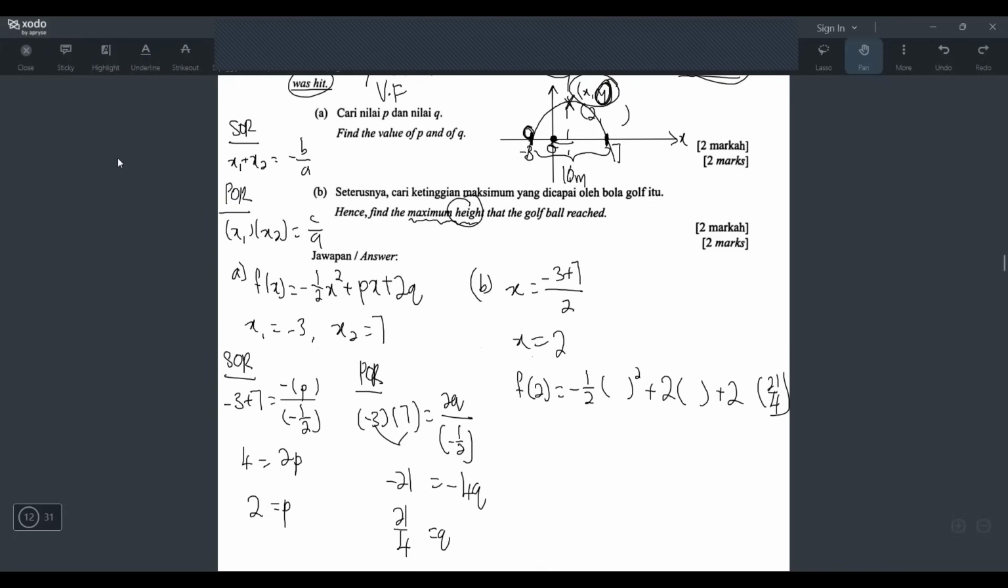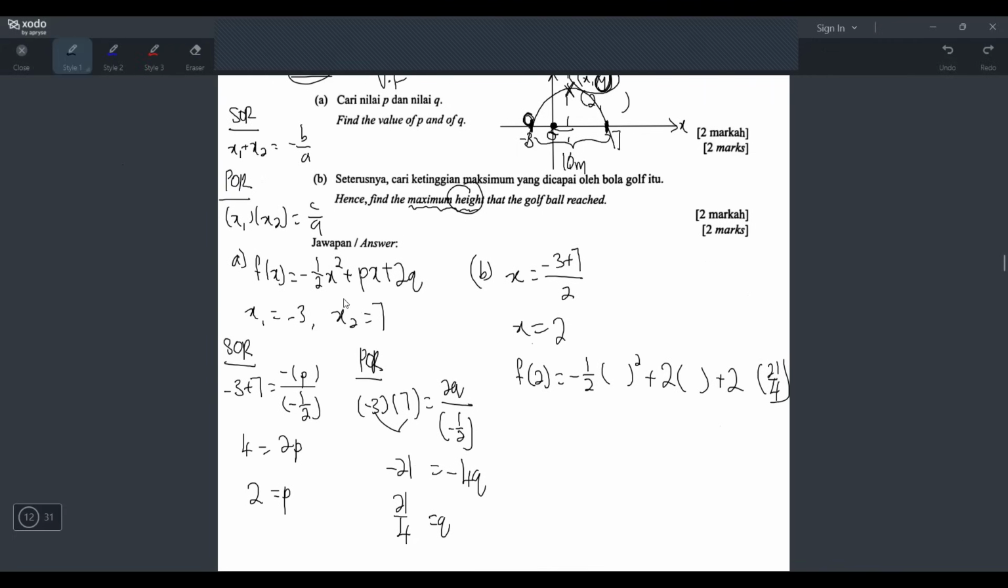All right. So that is why your equation will be like this, right? So we can just refer here, px, that's why p is 2, right? So 2x and then 2q, q is 21 over 4. And then what about here? This one is 2, this one is 2, because this one is x, right? So you can just press the calculator, all this, and then you will get the y coordinate.